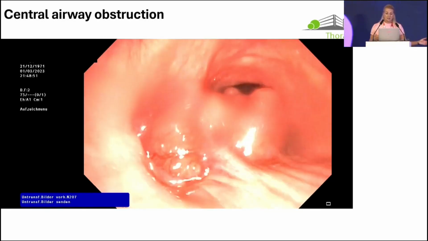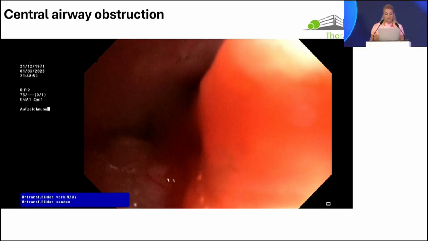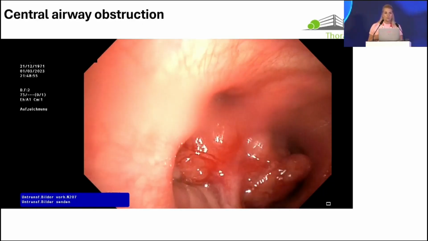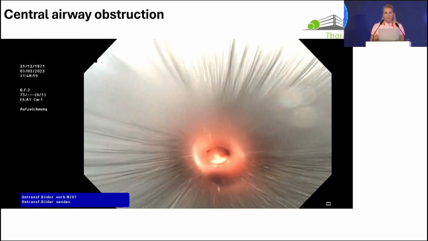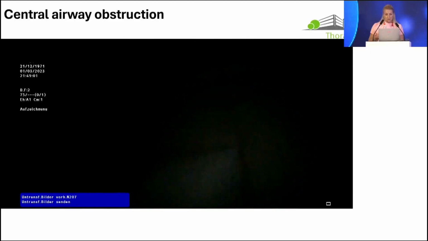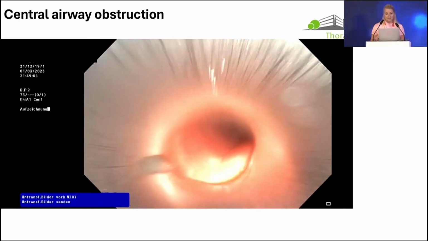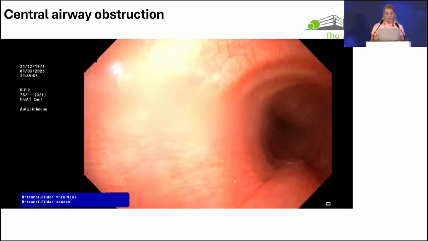You see a little bit of residual lumen on the right side. I could pass with a bronchoscope and see the periphery, the distal. The left side was almost totally occluded. So, a difficult case. What do we do in these cases?